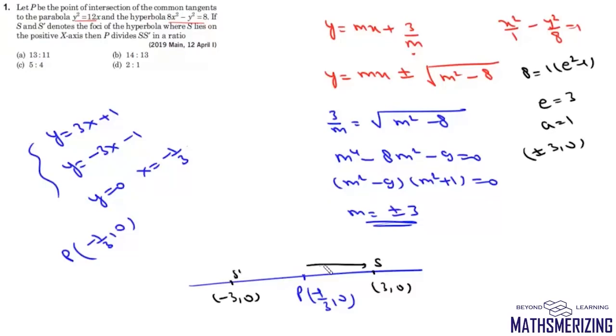Now we'll need to find this ratio SP upon S dash P. Now SP will be 3 minus minus 1 by 3, which is 3 plus 1 by 3, and there'll be 10 by 3, and here it will be minus 1 by 3 plus 3, and it will be 8 by 3. So this ratio SP upon S dash P will be 10 by 8, which is 5 by 4, and that's your option number C.